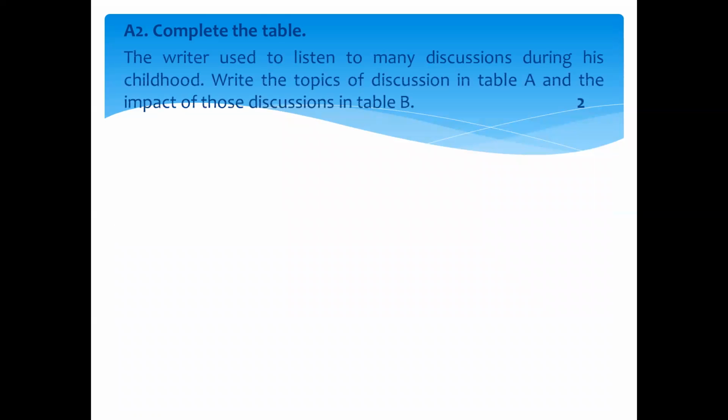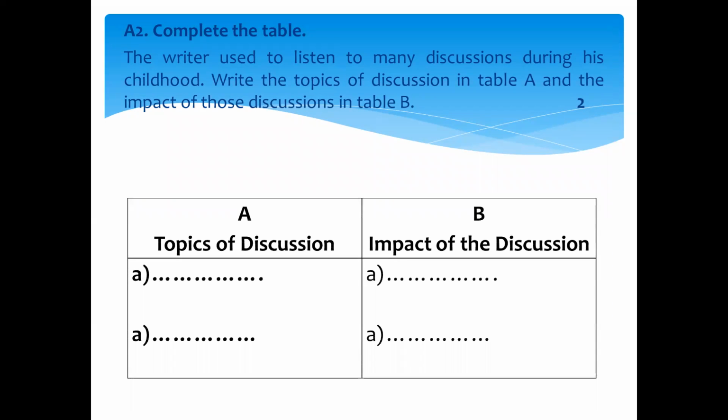Activity A2: Complete the table. It is based on complex factual information. The writer used to listen to many discussions during his childhood. Write the topics of discussion in column A and the impact of those discussions in column B. It is for 2 marks.